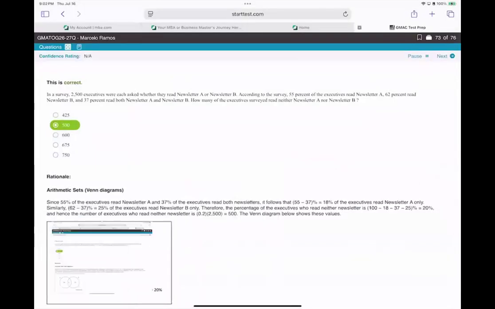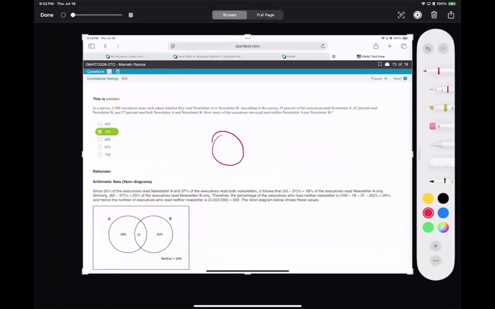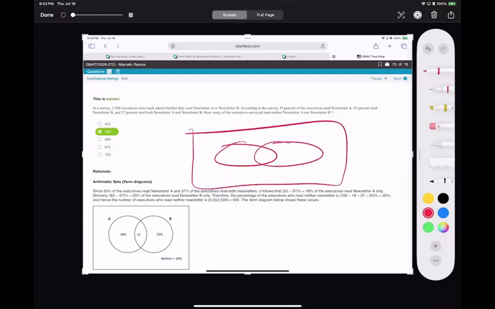So if you do it through a Venn diagram, 100. Okay. So 55 here, 62 here, 37 here. You need to do the same calculation. Here is 55 minus 37. Here is 62 minus 37. Then you take from 100. It's the same thing.